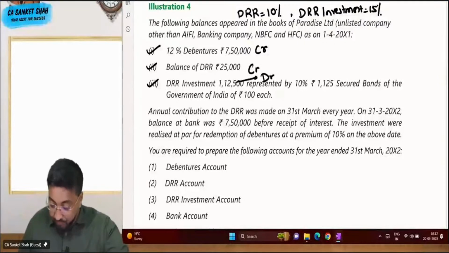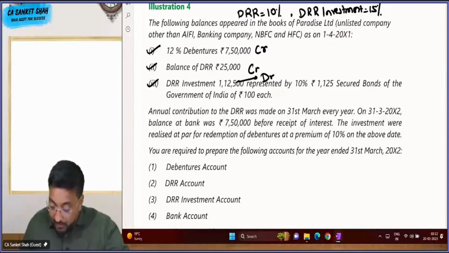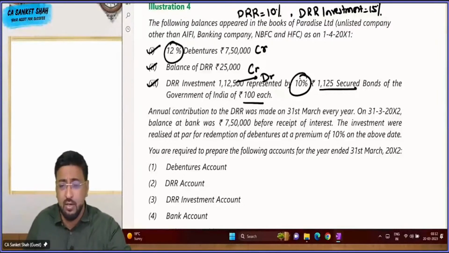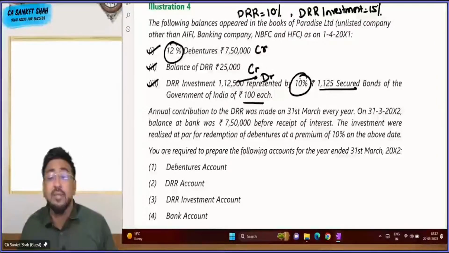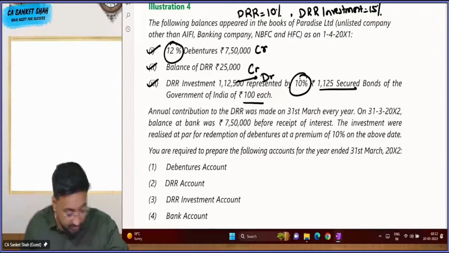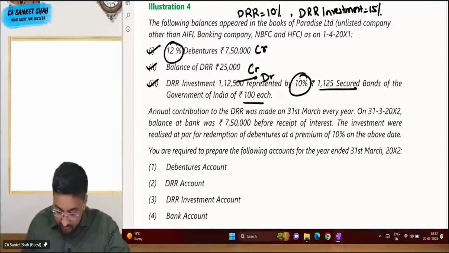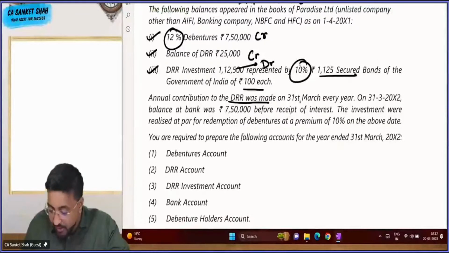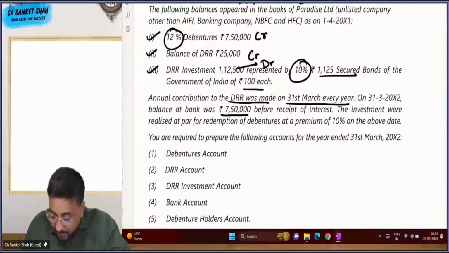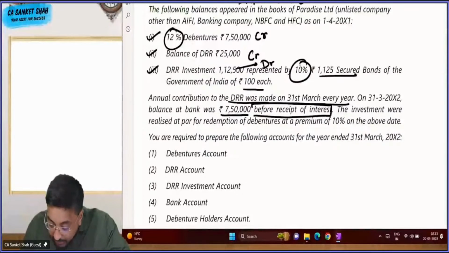Okay. So 1125 debentures of rupees 100 each at 10%. So we invested somewhere at 12% and my interest payment rate is 12%. Okay. So I have to invest it in a safe investment, beta. So I invested in the listed one, from where I get only 10%. 15% I will invest in that. Okay beta. Okay. Annual contribution to DRR was made on 31st March every year. On 31st March 2002, balance at the bank 7,50,000 before receipt of interest.